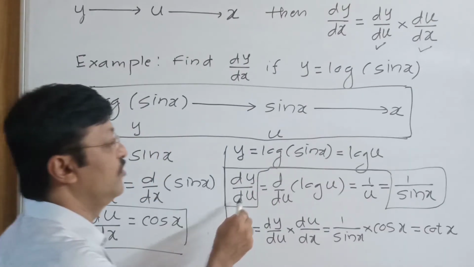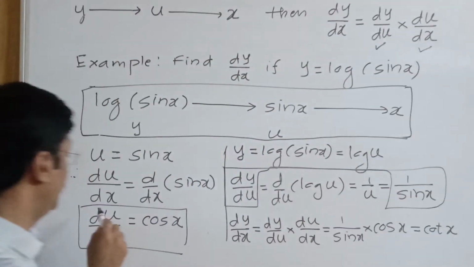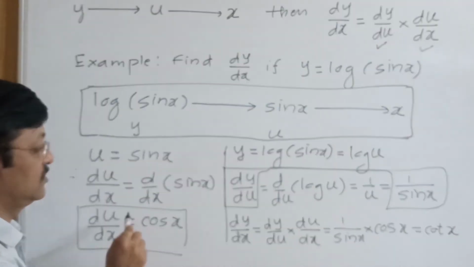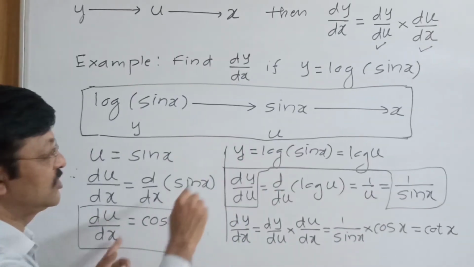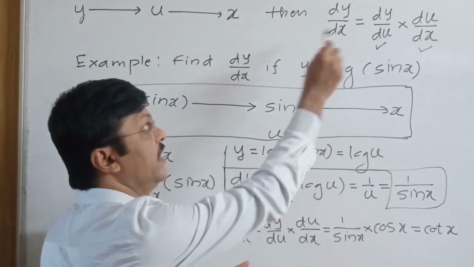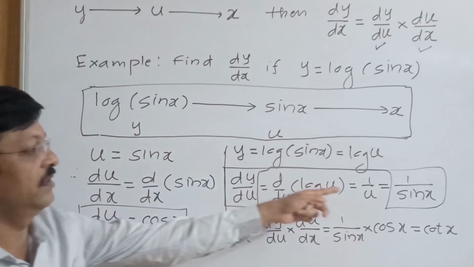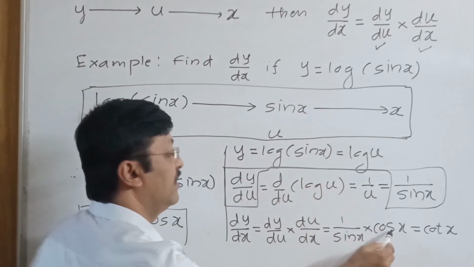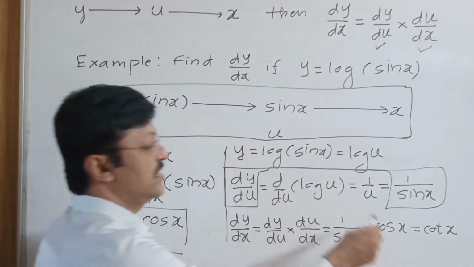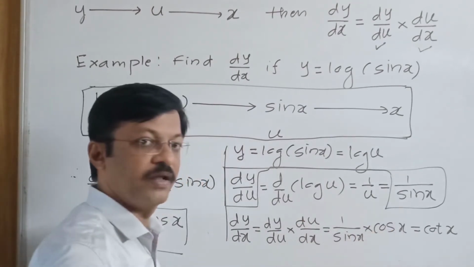So dy by du is equal to 1 upon sin x and du by dx is equal to cos x. See this highlighted part. Put these two things in this formula, dy by du's value 1 upon sin x and du by dx's value cos x. Just simplify this and get cot x.